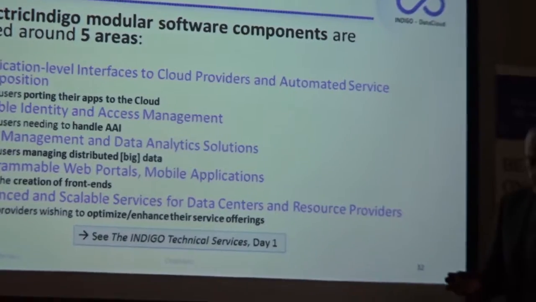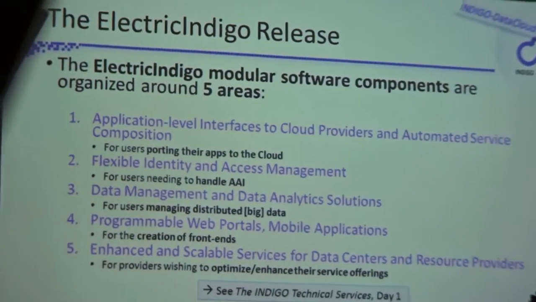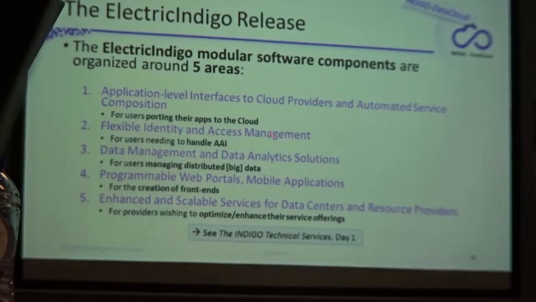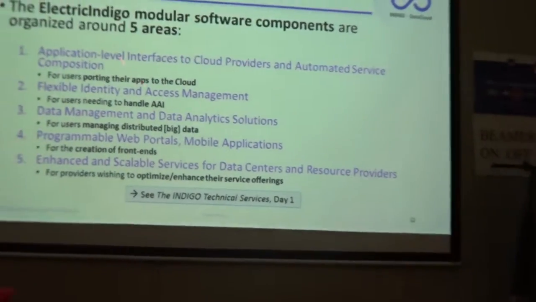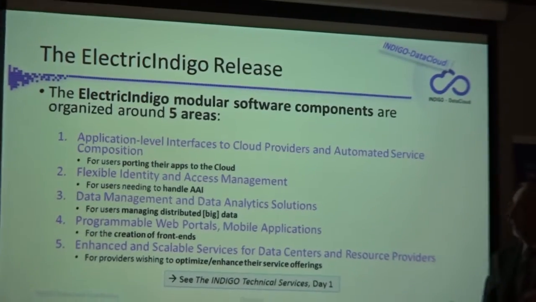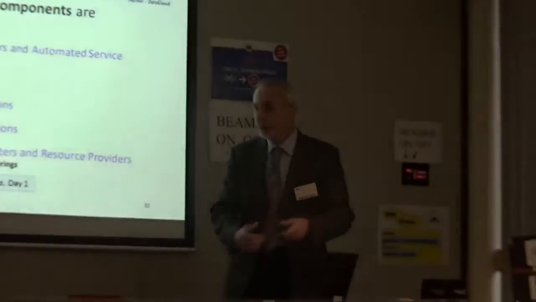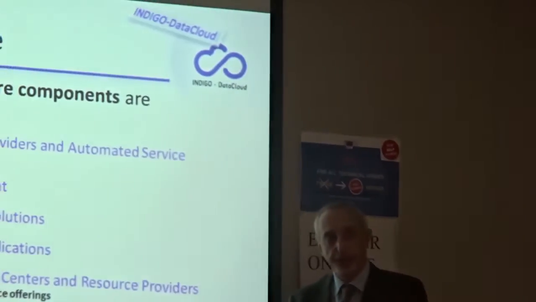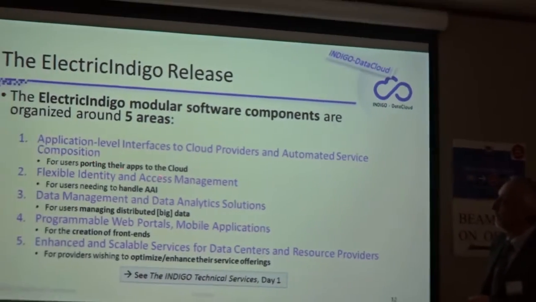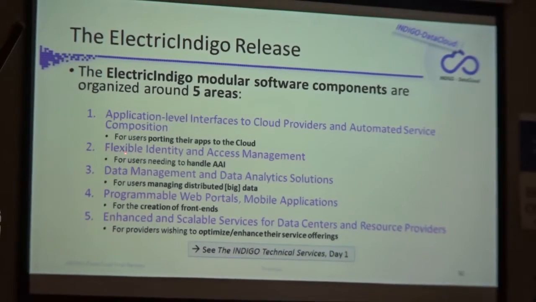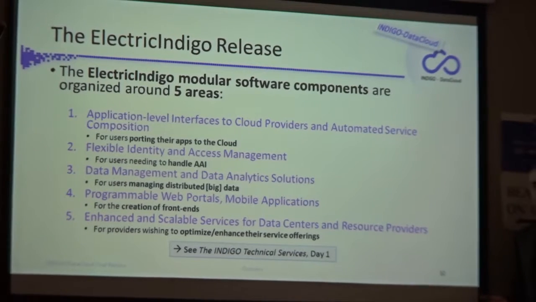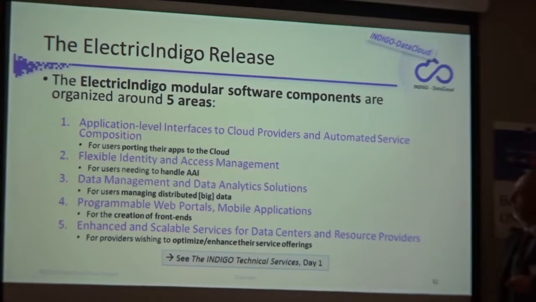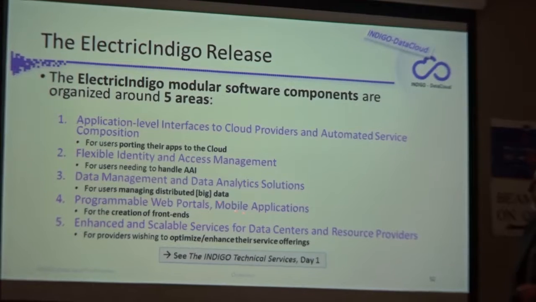Now, this will be described a bit more in detail later on, but basically, since we released about 50 components, it was important also to organize the component space. So the software components are basically organized around 5 areas. The first one is the interfaces that we provide for applications to connect to cloud providers and to automate the composition of multiple services. This is typically for users who wish to port their application to the cloud. Then we have a section for flexible identity and access management. This is typically a very much required use case to handle authentication and authorization in applications.